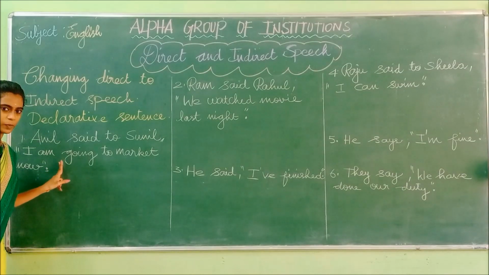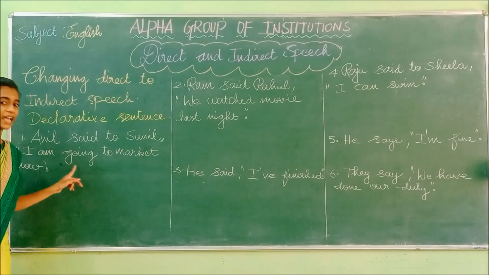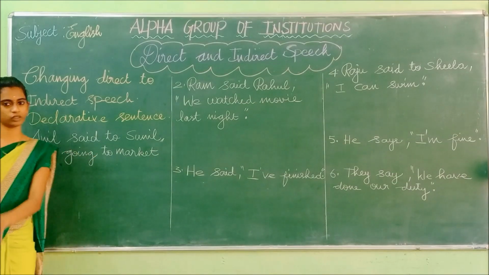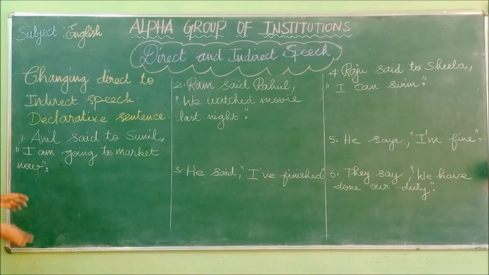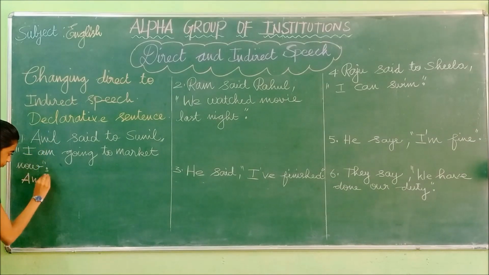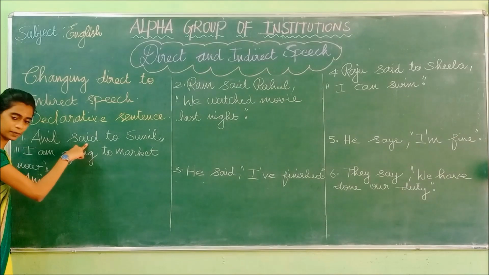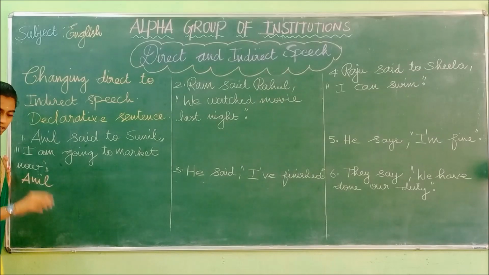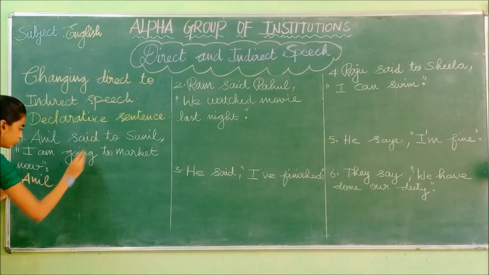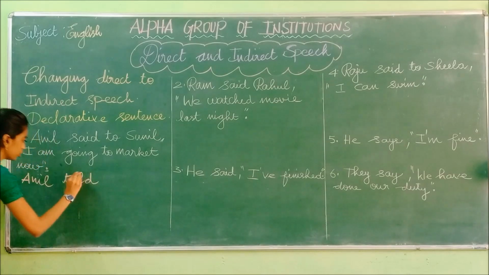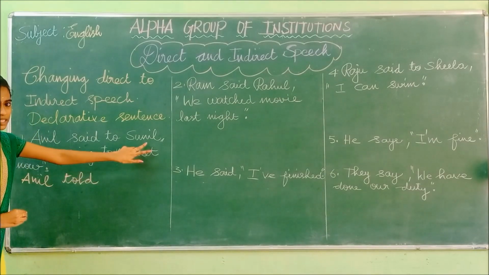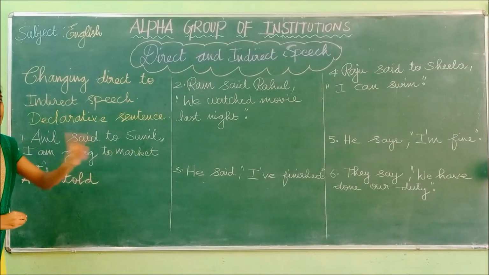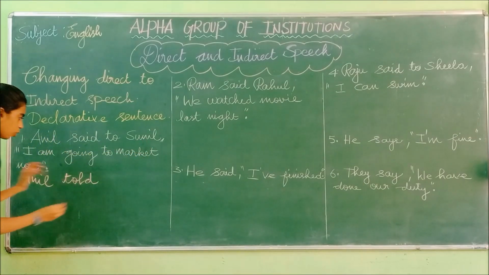So what kind of speech is it? Yes, it is direct speech. The first person is saying to the second person. So now we are going to change this direct speech into indirect speech. Who is the first person here? Anil. So Anil said to. In direct speech, if there is said to, how do we change it? Yes, we have to change it into told. So Anil told, to whom does he say? Sunil, the second person. Anil told Sunil.